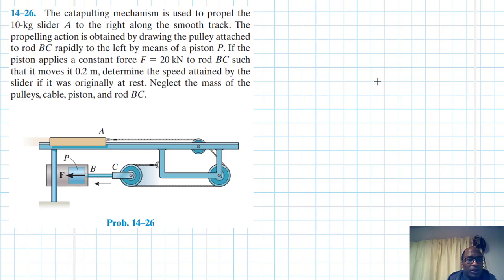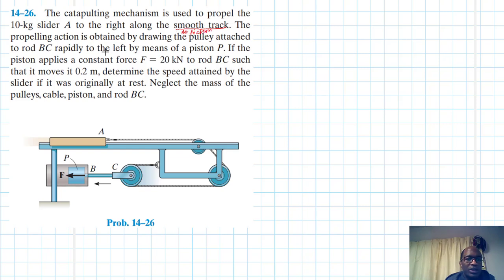The problem reads: the catapulting mechanism is used to propel the 10 kg slider A to the right along the smooth track. So by this we mean no friction, okay, smooth, no friction.